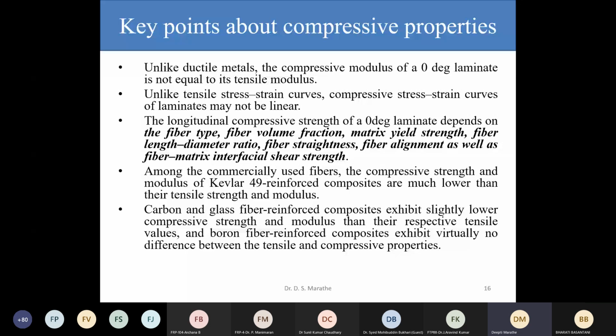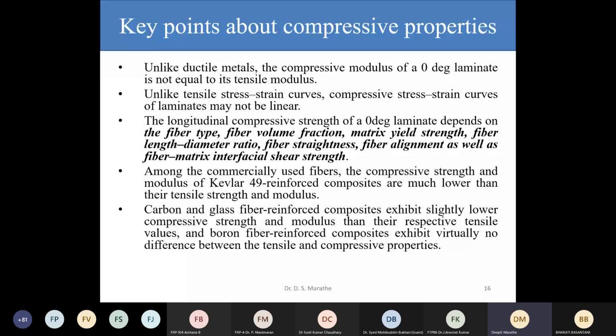Now the longitudinal compressive strength of a 0-degree laminate depends on fiber type, fiber volume fraction, matrix yield strength, fiber L by D ratio, how straight the fiber is, how well aligned the fiber is, and also very importantly the fiber matrix interfacial shear strength. As I said, composites being inherently inhomogeneous, all these factors come into consideration when finding their compressive strength.